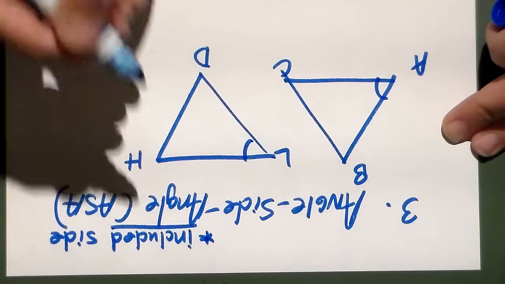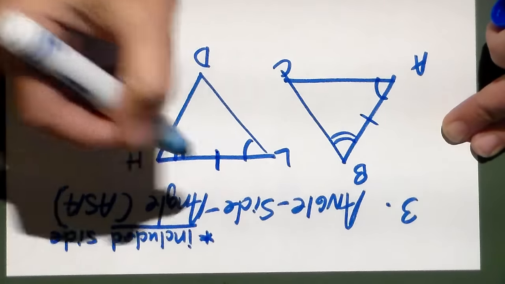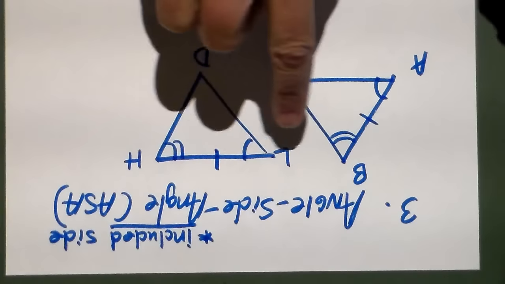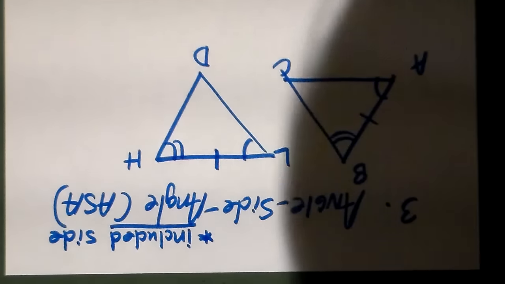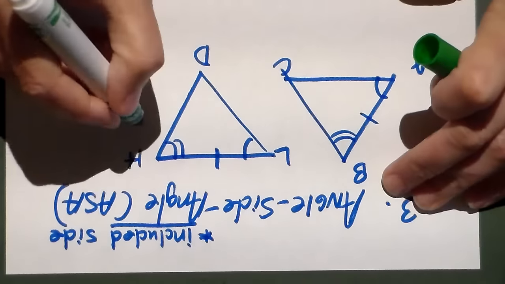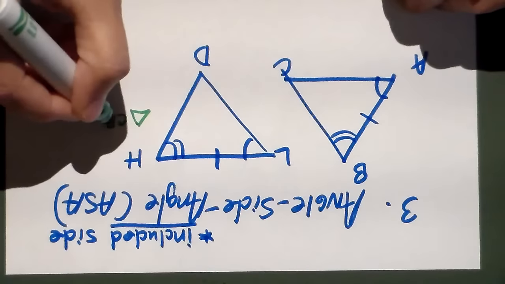So let's say I have this configuration. This is angle side angle. I have the side included. The side touches both angles. That's very important. So if I were to mark this and use my congruence statement, I would say triangle, and let's say I called the first triangle CBA.